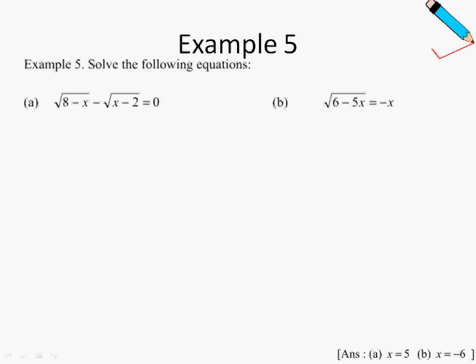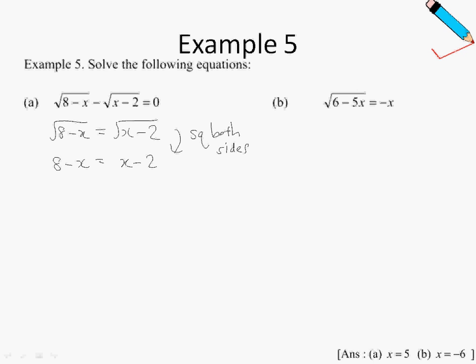To solve equation A, the easiest way, or rather the strategy, will be to shift this term to the right hand side of the equation. If I do that, I'll have root of (8 minus x) equals root of (x minus 2). The next step will be to square both sides, so I'll get 8 minus x equals x minus 2. From this step to this step, I square both sides.